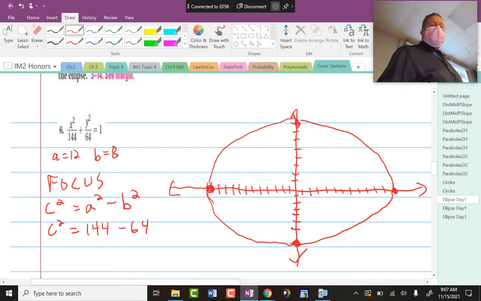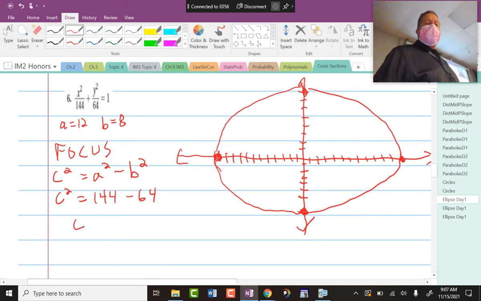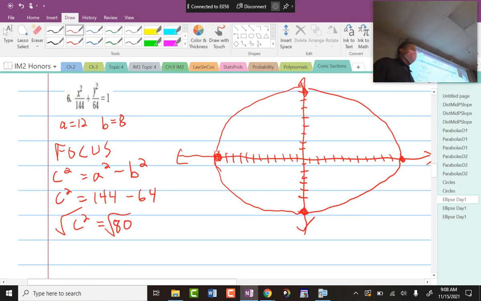And then this allows us to write in exact form because this is 80. And then we're going to root it. And then here, listen to my thought process because you're going to have to do this as well, writing this in exact form. What's the square root of 80?